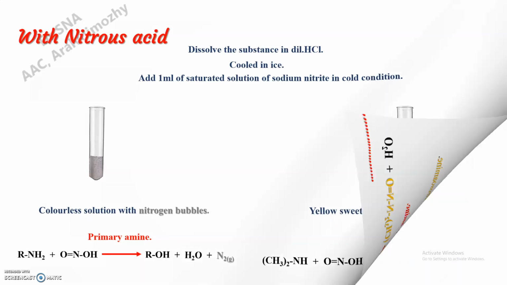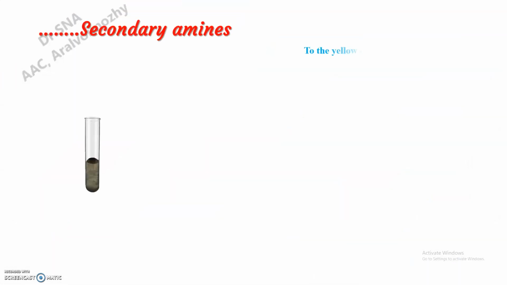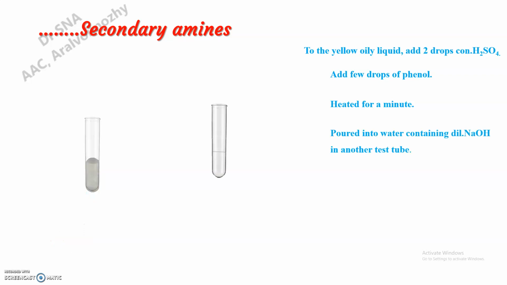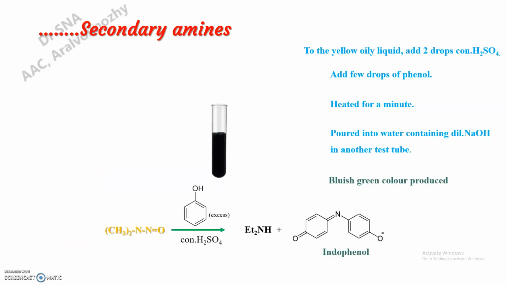So next, to this yellow oily liquid we have to add concentrated sulfuric acid, and after that we have to add phenol. So here we can heat it, and we have to pour this into water containing dilute sodium hydroxide. So here we can see a bluish green color developed. So that is due to the formation of indophenol. So this indicates or confirms the presence of secondary amines.